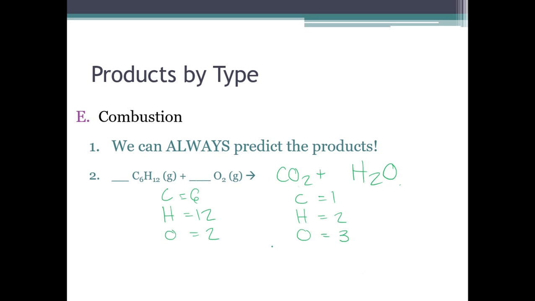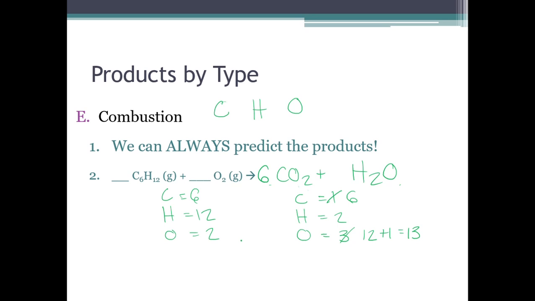This is not close to balanced. Remember, we want to go in the order of carbon, and then hydrogen, and then oxygen. So fixing carbon first, we can put a 6 here on the product side to give us up to 6 carbons. That'll give us 6 times 2 is 12, plus 1 is 13 oxygens.